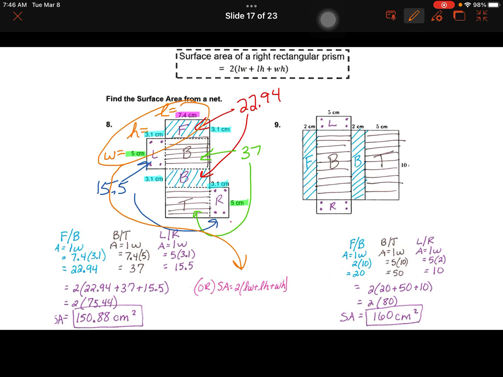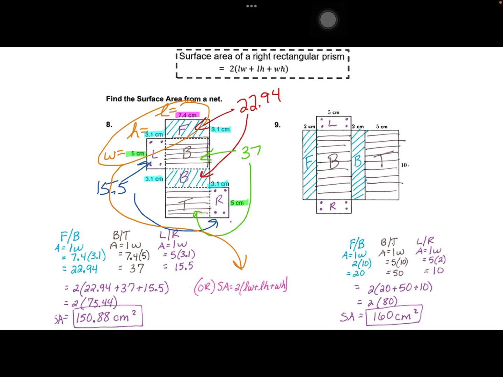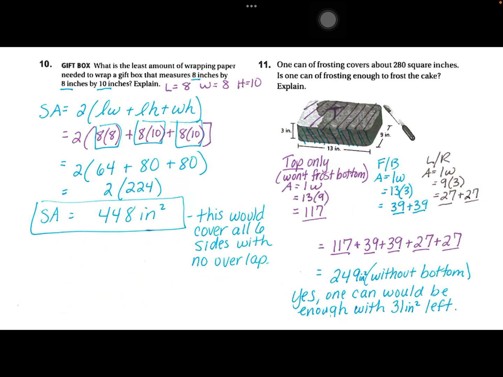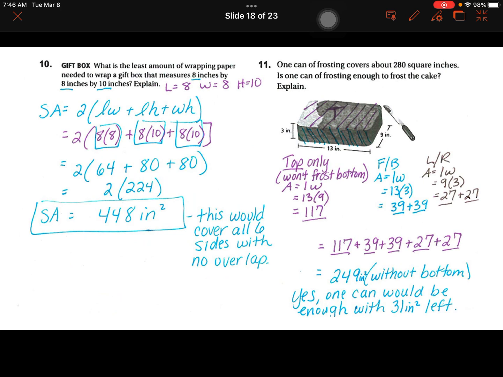And so for number 8, you get 150 and 8800 centimeters squared, and for number 9, you get 160 centimeters squared. In the future, we had decimals on number 8, but you could expect fractions and have to do some multiplication with fractions. Number 10, you were just given the dimensions. You needed to recognize a couple of things.